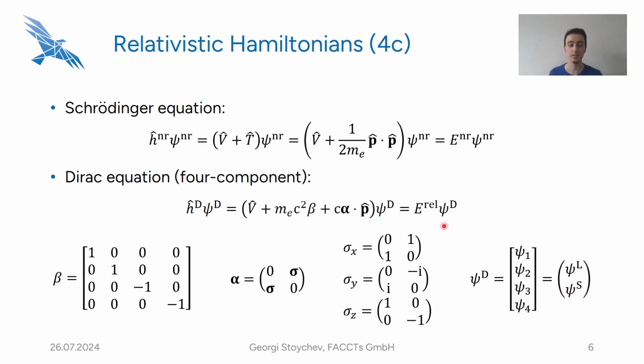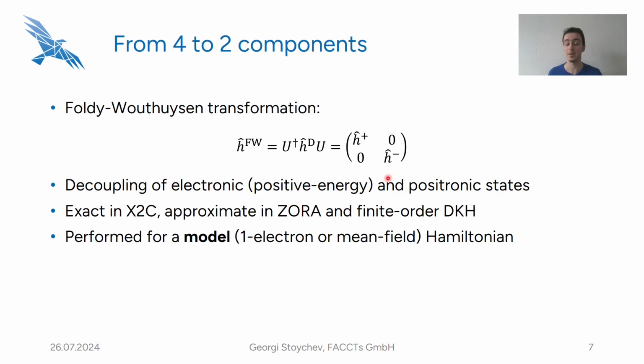Now, there are technical difficulties in solving this equation, and also in chemistry, we're usually only interested in the electrons. So it is useful to think about decoupling the electronic and positronic states. And that is called a Foldy-Wouthuysen transformation, whereby we apply a unitary transformation to the operator, and that gives us a block diagonal form where we have now an operator for the electronic or positive energy states, hence the plus, and an operator that only acts on the positronic states.